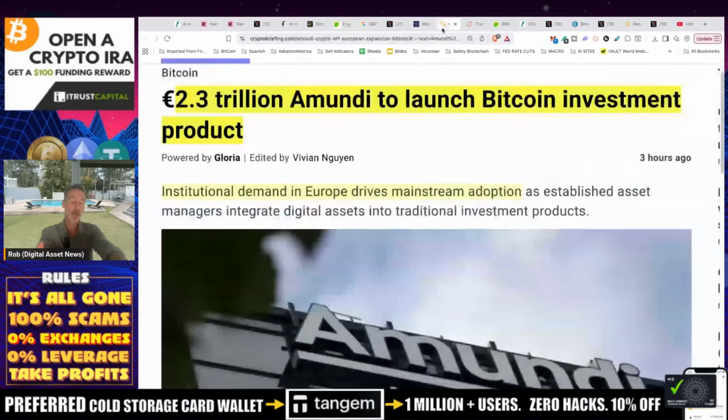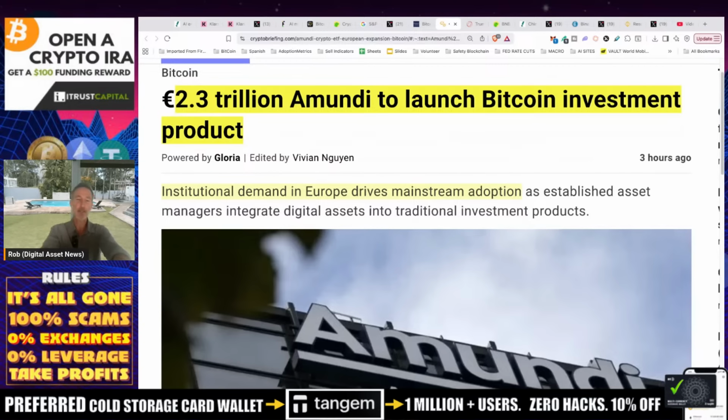And then also, speaking of ETFs and institutions, I've never heard of these guys, but apparently they have 2.3 trillion euros under management. So if you do a conversion, it's like 2 trillion. So congratulations. $2 trillion. Amundi to launch Bitcoin investment product.